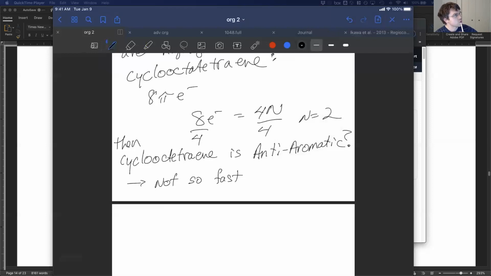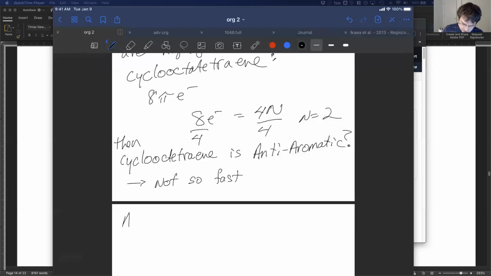We could avoid the 4n rule, right? If we took on more electrons, well, that's a chemical reaction. Let's assume our electrons are stuck at 8, and we're always following the 4n rule. So then the answer is to break away from either being planar or conjugated. It turns out those two things are the exact same thing.